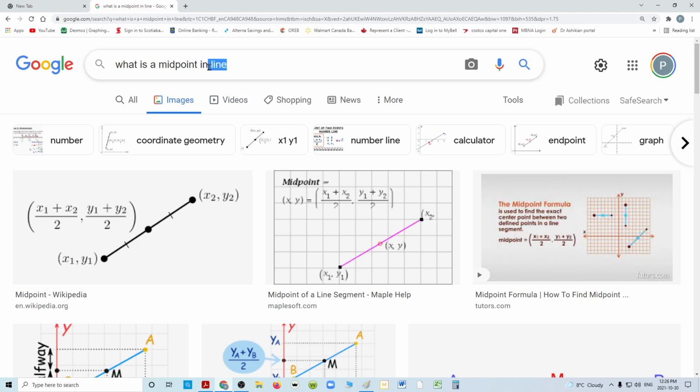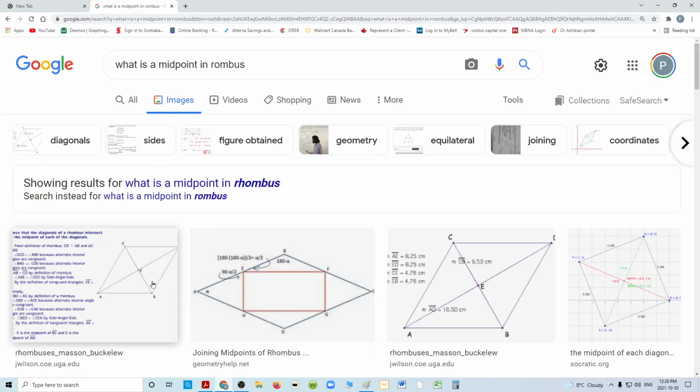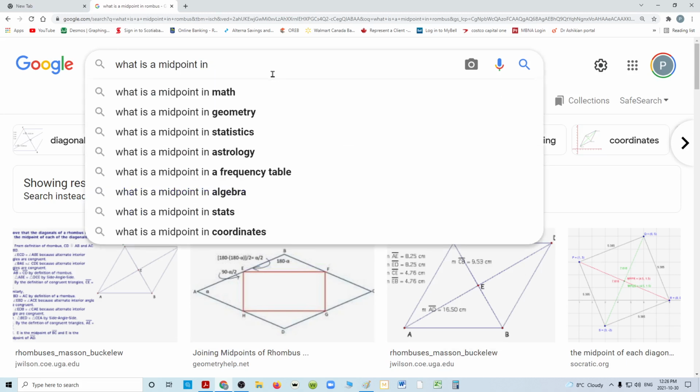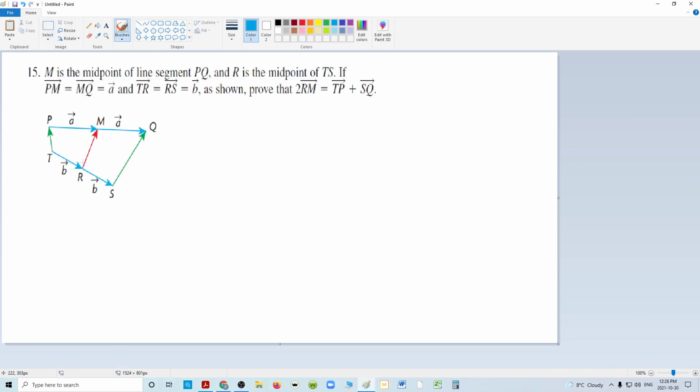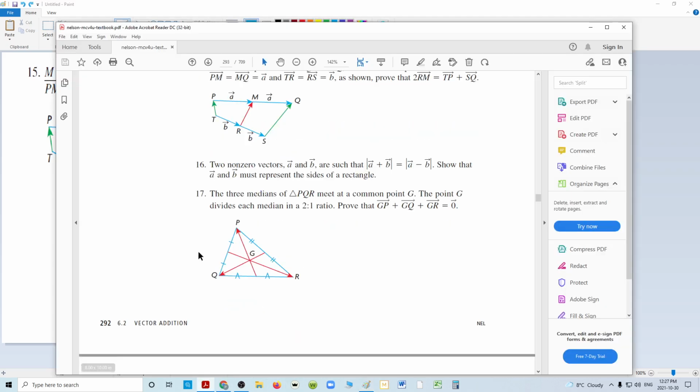Okay, in a rhombus. So then, yeah, there's various things. Midpoint in a square. In a polygon. Yeah, I forget the rules for it. But I believe the rule for this one is that this has to be 90 to 90, or it has to bisect in there. If PM is equal to MQ, so if these are the same and these are the same, prove that 2 times RM is the same as this plus that. No, I'm not going to bother. I mean, I'll come back to it, but I'd have to rehash all these stupid rules.